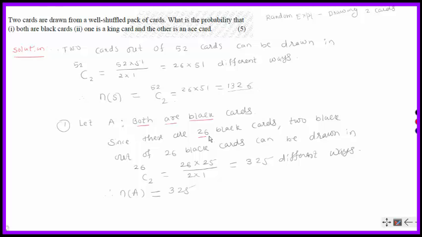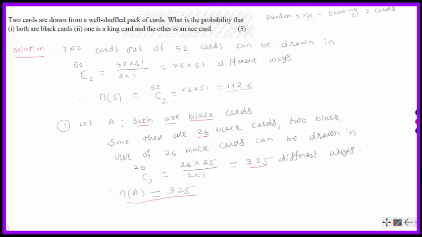There are 26 black cards, as we already know, and 2 black cards out of 26 black cards can be selected in 26C2 different ways. This is equal to 26 into 25 divided by 2 into 1, which is 325 different ways. Therefore this event A can happen in 325 different ways. Out of 1326, there are only 325 ways in which we can draw both black cards.